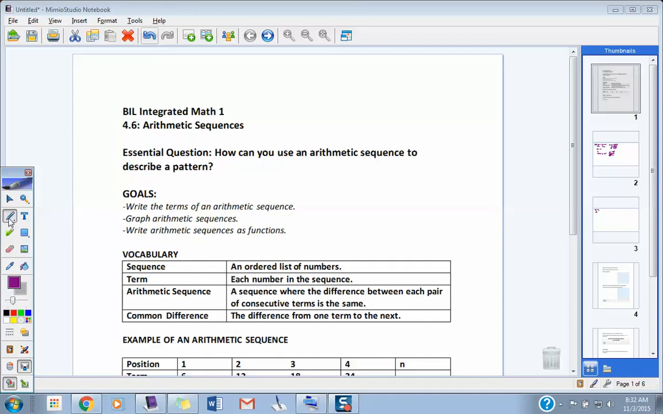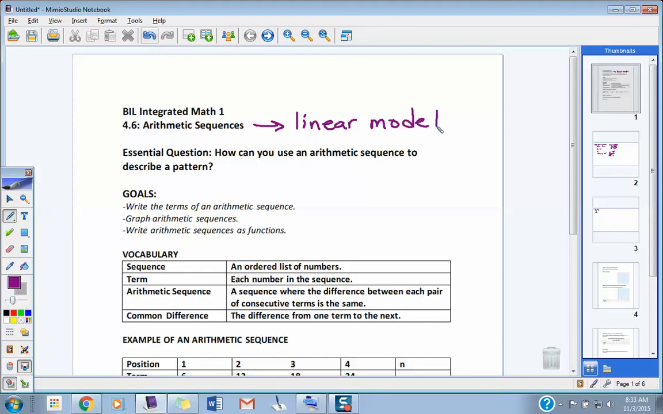So don't expect anything to change here, guys. Anytime you see this phrase right up here, arithmetic sequence, this is what I want you to think. Think linear model, okay? Think linear model, because we're still working with linear models. And I want to show you how arithmetic sequences tie in with linear models.